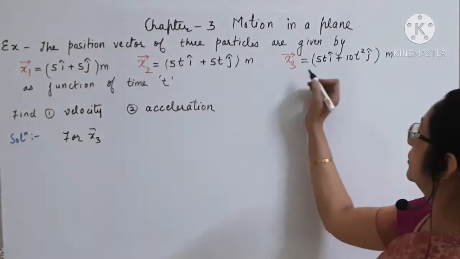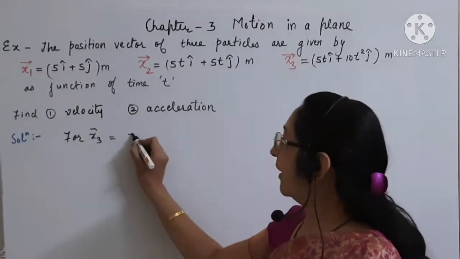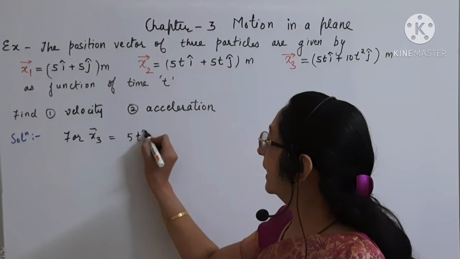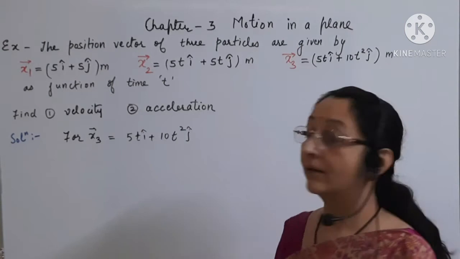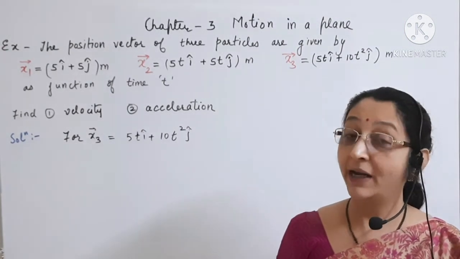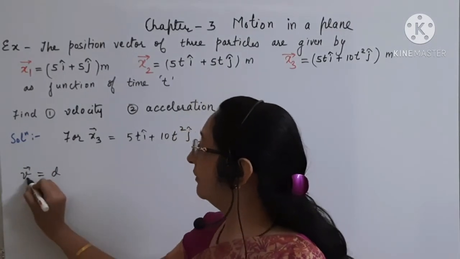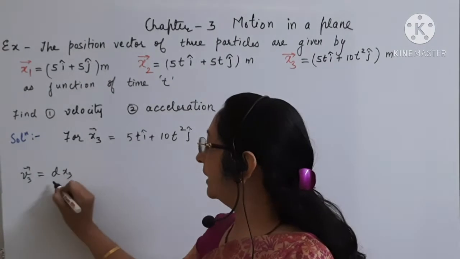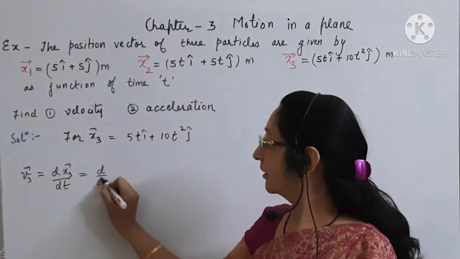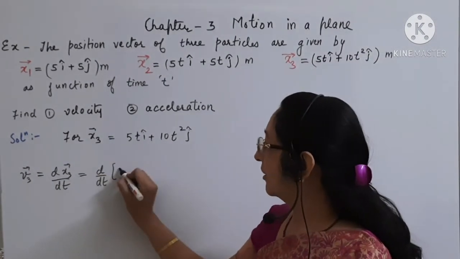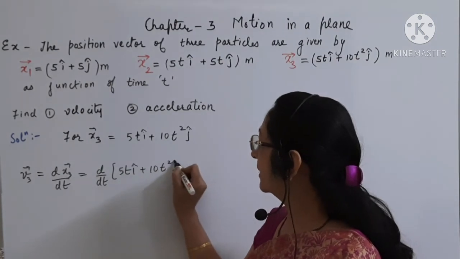So x3 is the position vector of the third vector. So x3 is equal to 5ti plus 10t square j. ही पोझिशन वेक्टर आहे थर्ड वेक्टरचं, आपल्याला याची व्हेलॉसिटी फाइंड करायची आहे. सो व्हेलॉसिटी v, we know it is v3 is dx3 by dt, that is equal to d/dt of x3, is 5ti plus 10t square j.